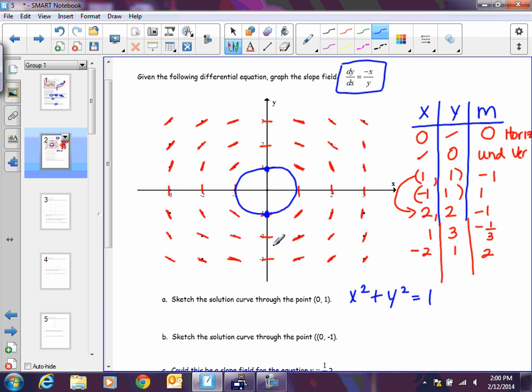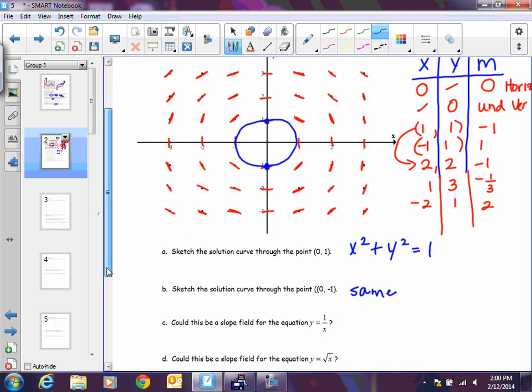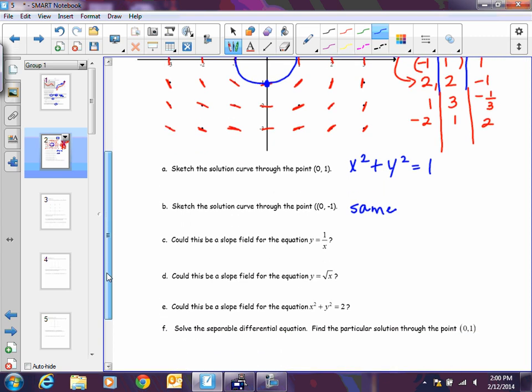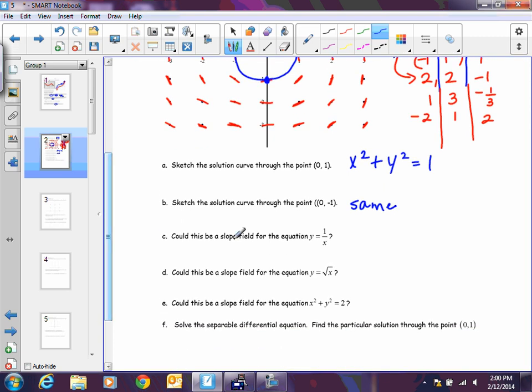Okay, what about the solution curve through the point 0, negative 1? Would that solution curve be different? No, it would be the same, right? That can happen, especially with the circle with lots of symmetry. Okay, so the next two then are fairly obvious.